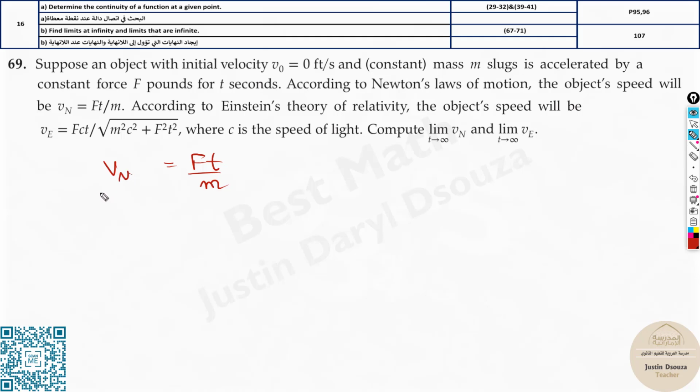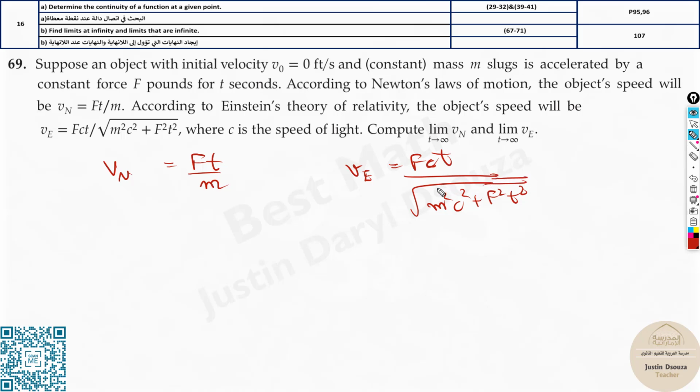What is the maximum velocity we can ever reach according to the laws of physics? It is the speed of light, isn't it? So Albert Einstein added the speed of light here. Now let's see Albert Einstein's. It's a little bit more complicated, where c is obviously the speed of light, divided by the square root of m square c square plus f square t square.